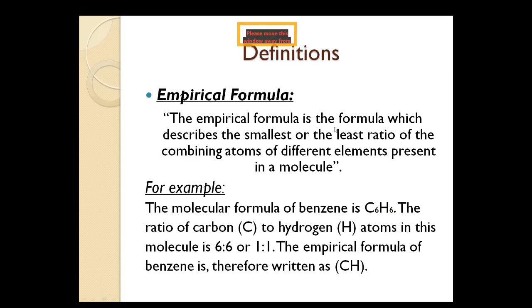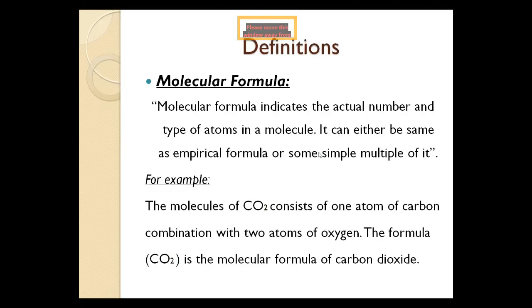Next term, we have the molecular formula. The molecular formula indicates the actual number and type of atoms in a molecule. It can either be the same as the empirical formula or some simple multiple of it. This is the basic difference between molecular and empirical formula: the molecular formula tells us the actual number, but the empirical formula does not give the actual number.